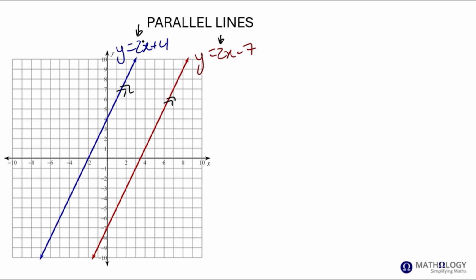If the gradient of one line equals the gradient of the other line, then those two lines will be parallel to each other. That's the criteria behind parallel lines.